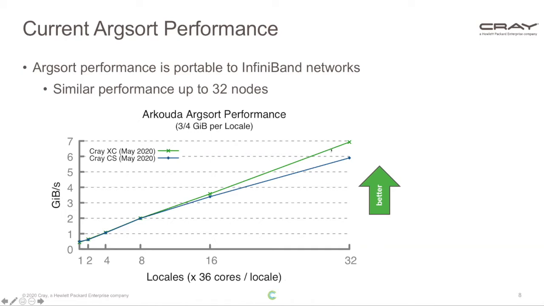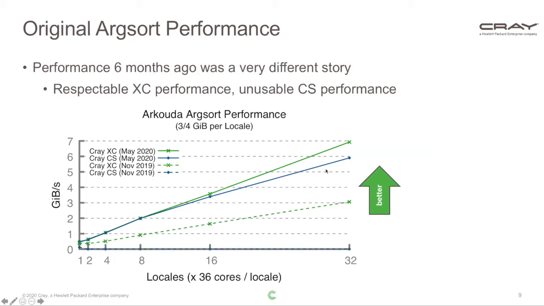And our green line here is our Aries, and the blue line is our InfiniBand. And so this is the performance we have today. But if we look back 6 months ago, the performance was very different. So we see this dashed green line is our Aries 6 months ago. Performance was still respectable, but it's 2 times slower than it is today. And then, again, our dashed blue line here hugging the x-axis was our InfiniBand performance.